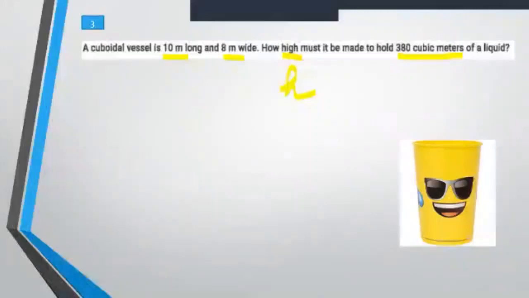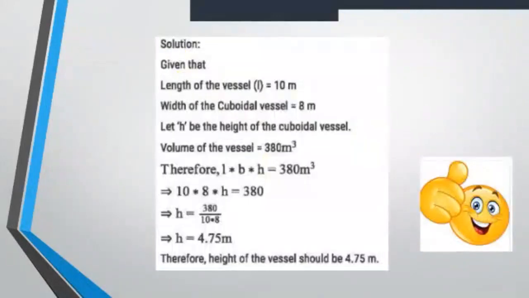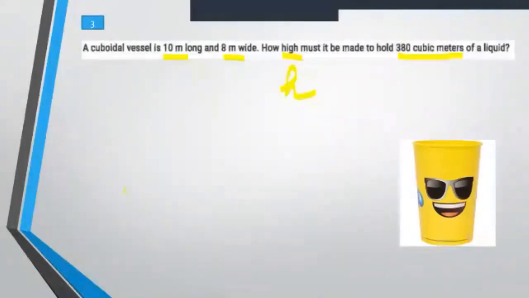A cuboidal vessel is 10 meter long and 8 meters wide. Just a minute, I'm repeating. A cuboidal vessel is 10 meter long. If you see this cuboidal vessel right in front of you, from top to bottom the height of the vessel is 10 meters, and 8 meters wide, so you can understand the diameter is 8 meters. How high must it be made to hold 380 cubic meters of liquid?